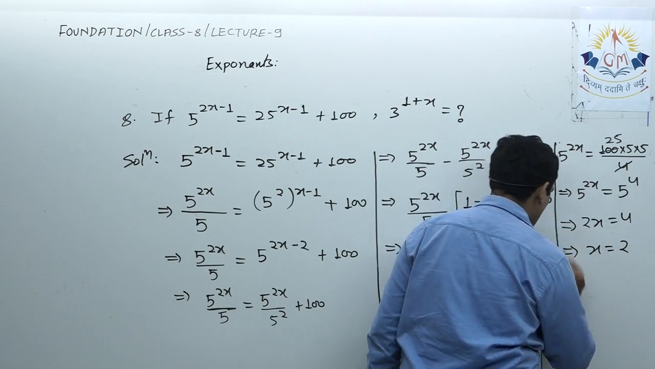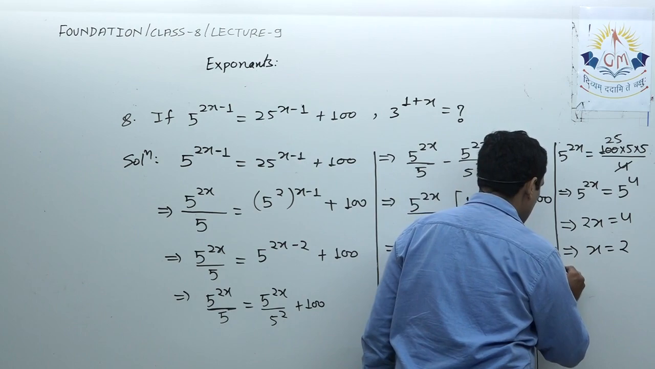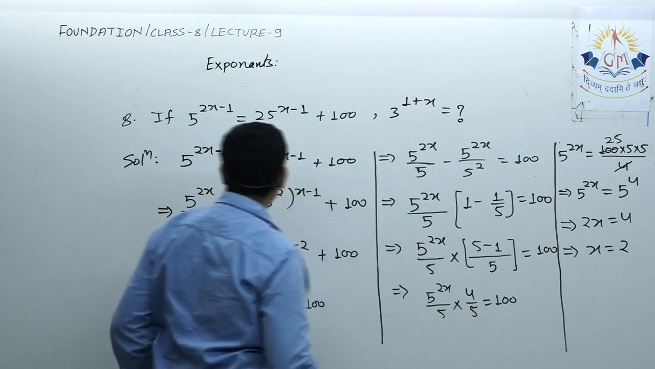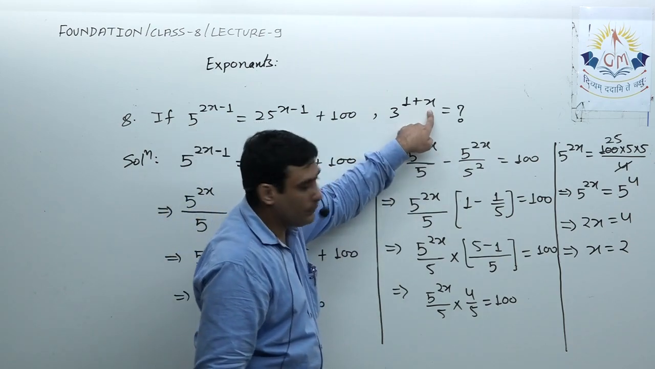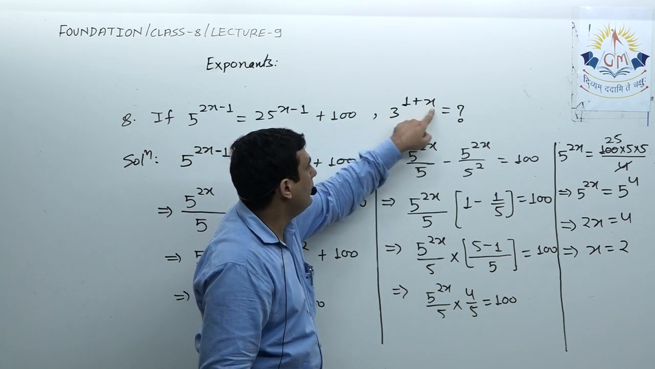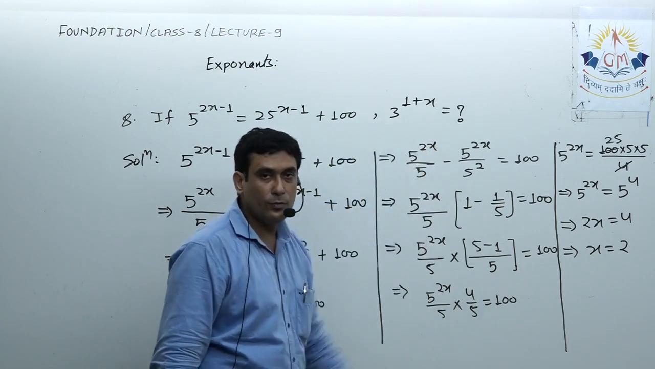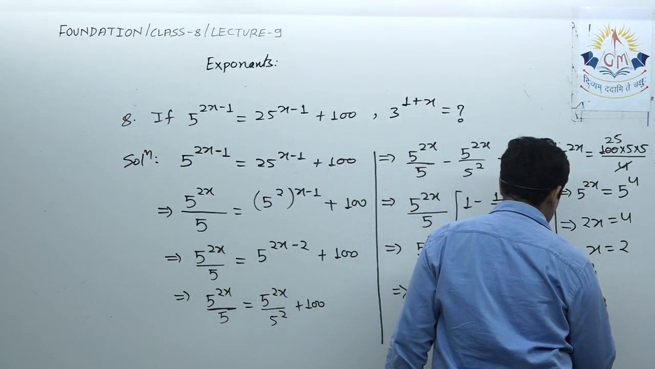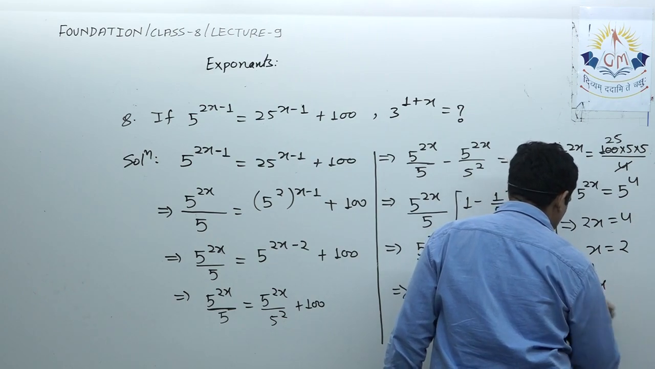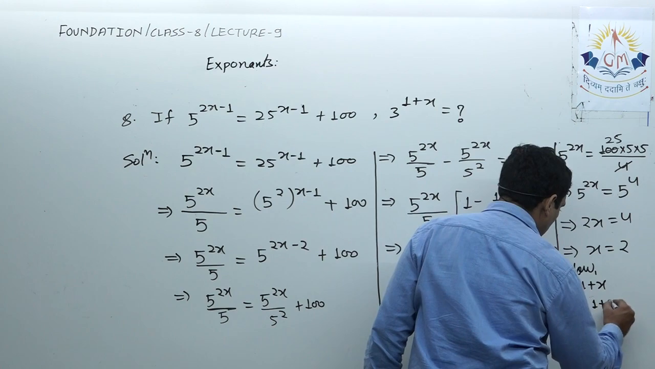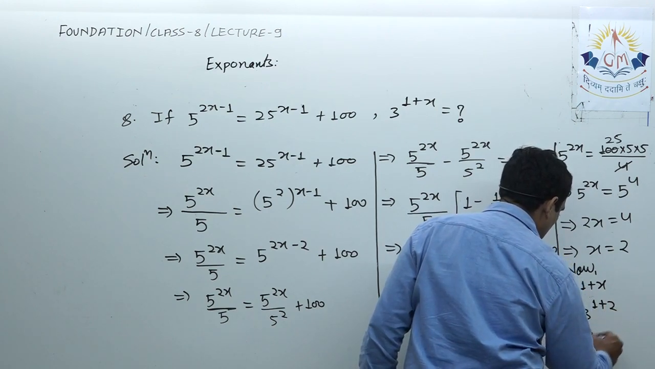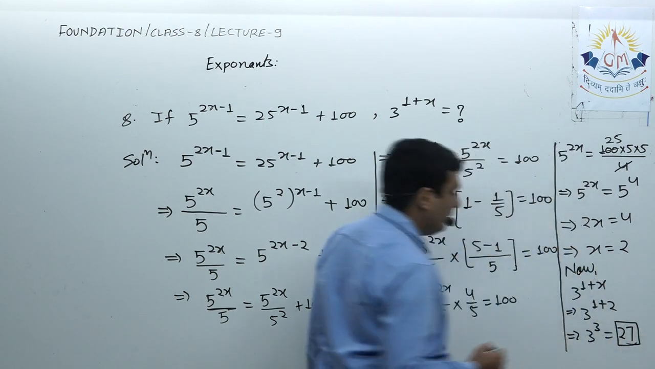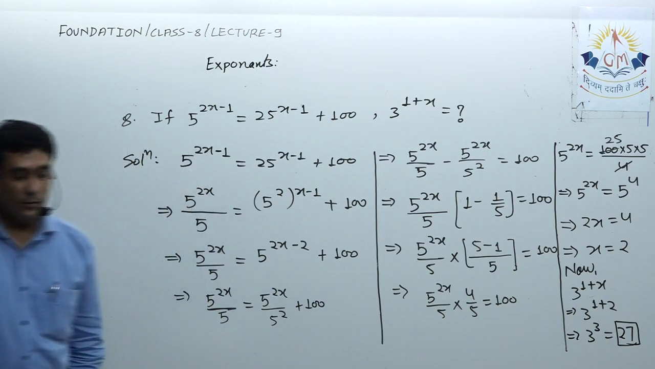But that is not my answer, because in this question they are not asking to find the value of x. Here we have to find 3 raised to 1 plus x. So it's very simple. If I put x equal to 2, this will become 1 plus 2, that is 3. So 3 raised to 3, that is 27 will be the answer. So here I will write now 3 raised to 1 plus x, that is 3 raised to 1 plus 2, that is 3 cube, that is equal to 27. So this is my final answer. So please note it down.